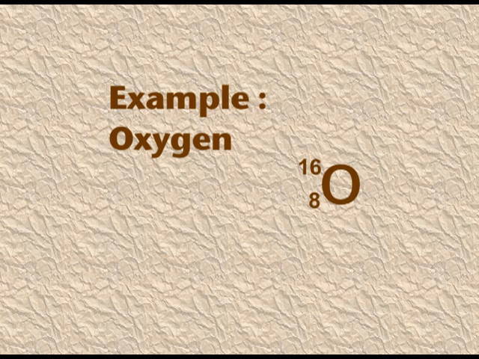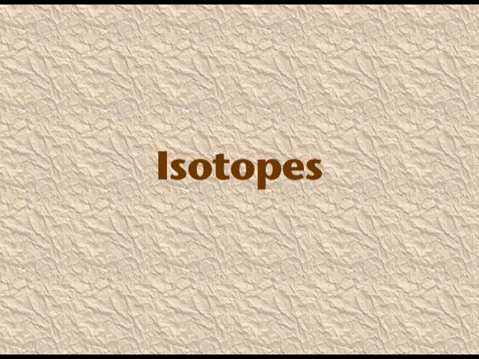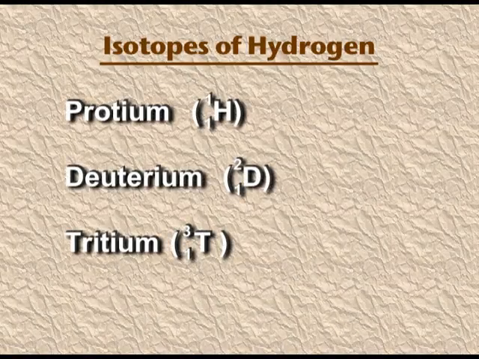The atomic number of oxygen is written on the left hand side as the subscript, and 16 is the mass number of oxygen, written as superscript on the left hand side of the oxygen. Isotopes. Dear children, there are atoms of an element which have the same atomic number but different mass numbers. Such atoms with different mass numbers but the same atomic number are known as isotopes. There are various elements which exist as isotopes.